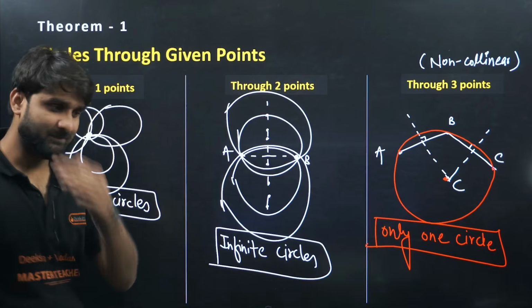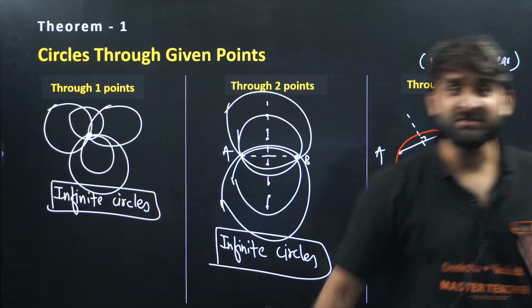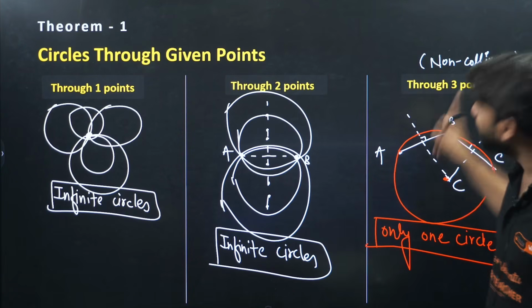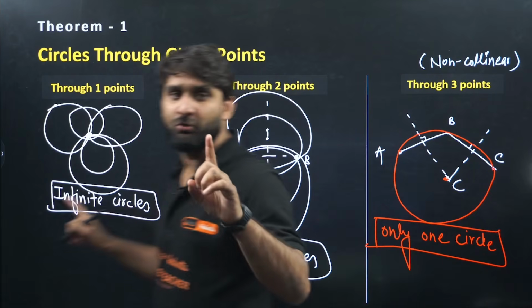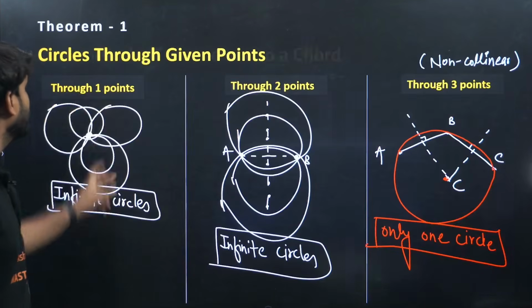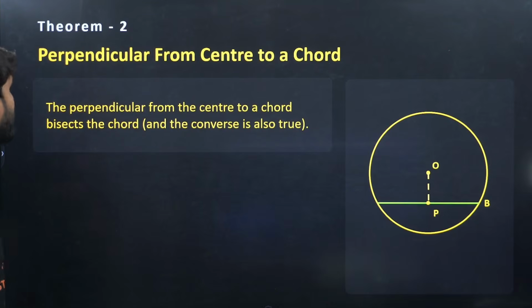Clear, everyone? So from one single point, infinite circles. From 2 points, infinite circles again. But from 3 non-collinear points, only one circle is possible. Moving ahead. So that was theorem number 1. Let's talk about theorem number 2.